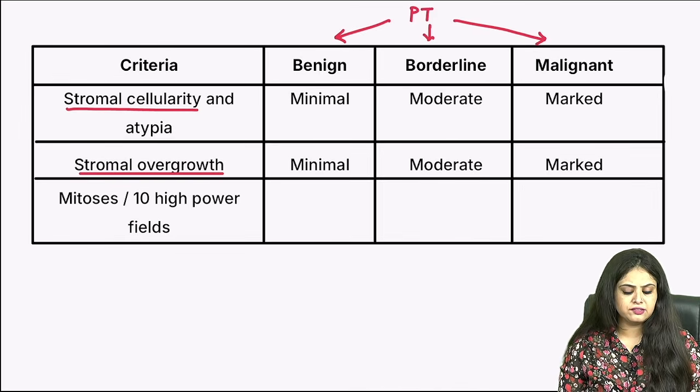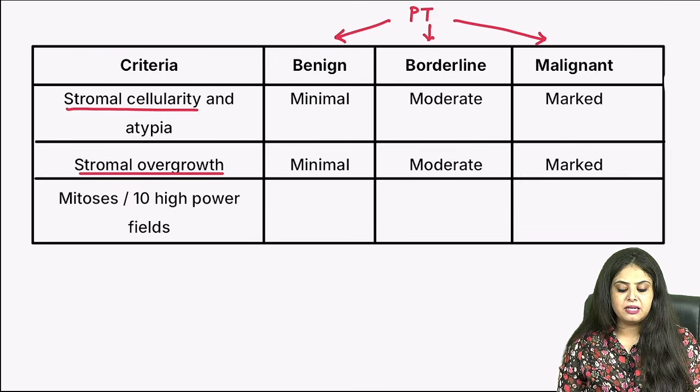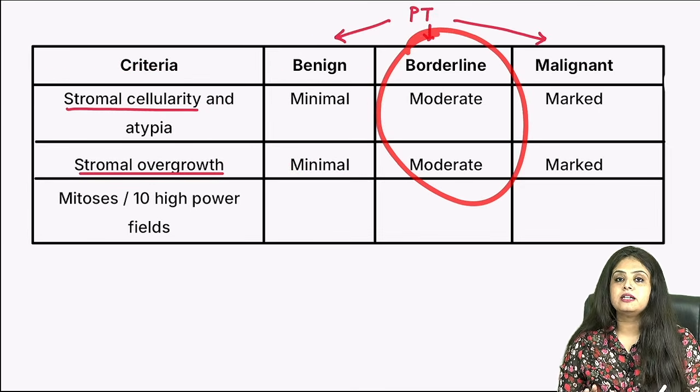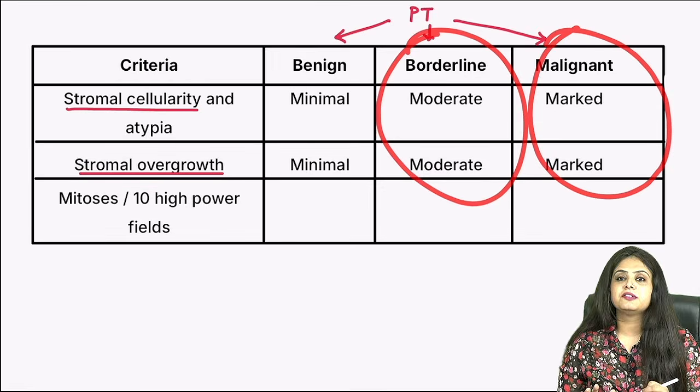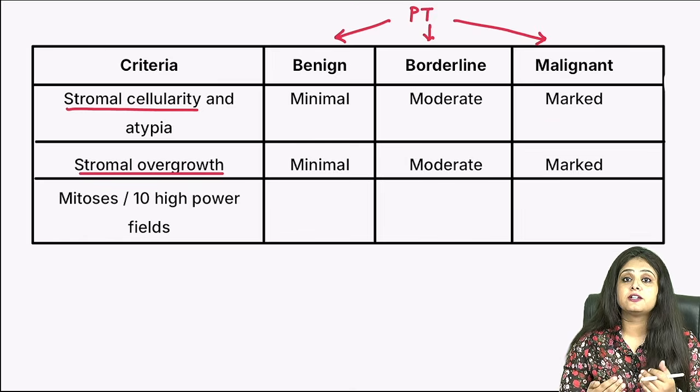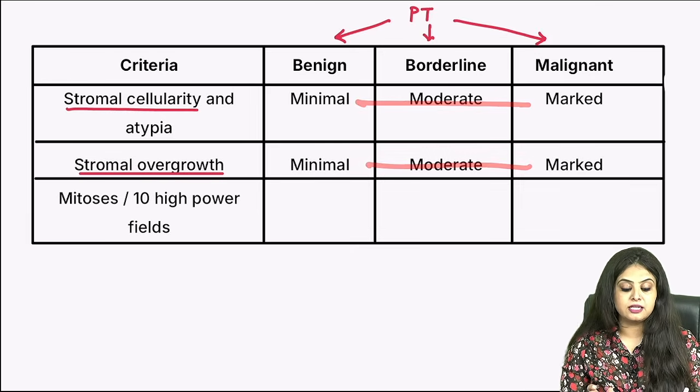But don't you think that this is a very subjective thing? That in benign Phyllodes tumor, the stroma will be everything minimal. In borderline, it will be moderate. In malignant, it will be severe. But what you might think as moderate, I might think as severe. There will be subjective variation. So ma'am, give us one criteria which is counting, quantitative, rather than this subjective criteria.